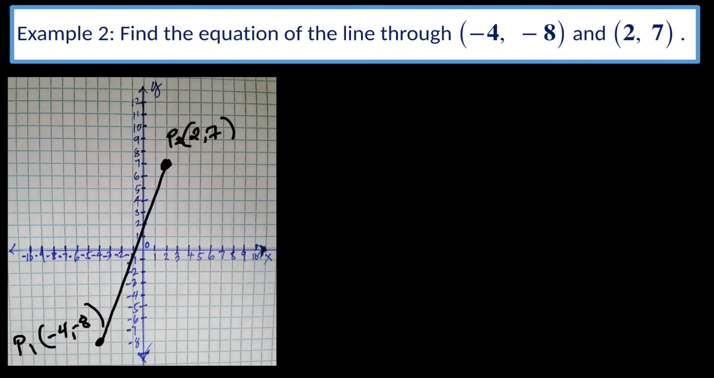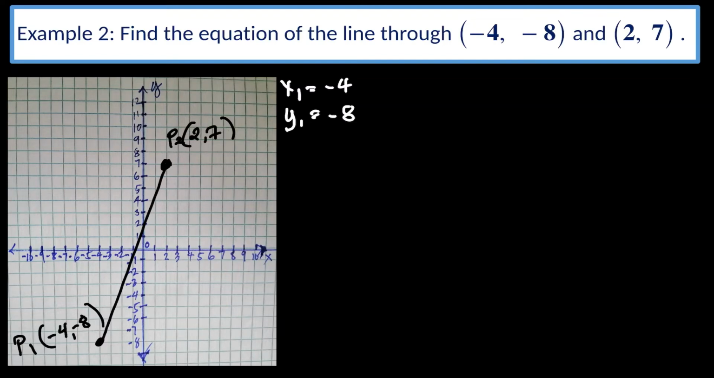Let's list down the givens. We are given point 1, with x sub 1 equal to -4 and y sub 1 equal to -8.